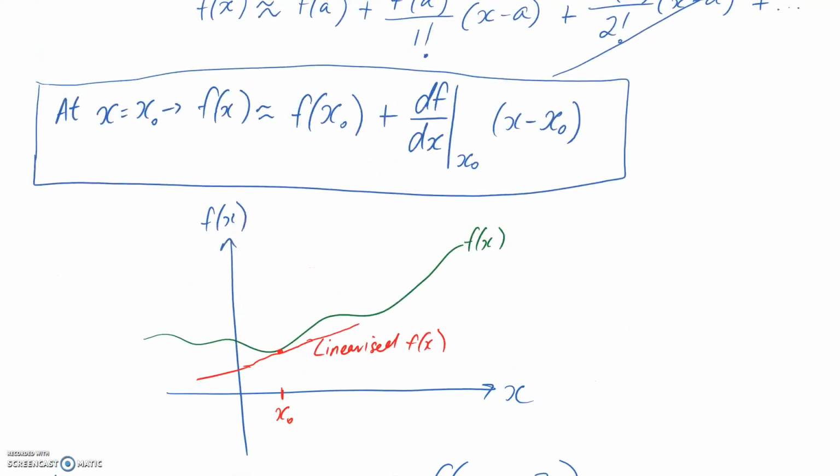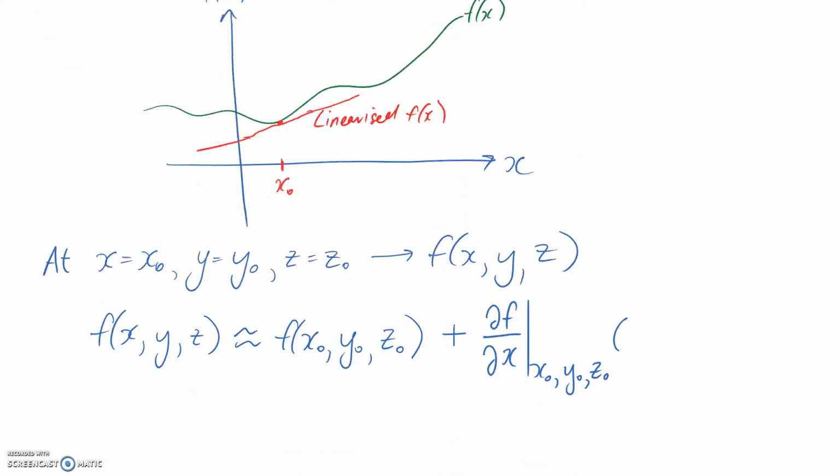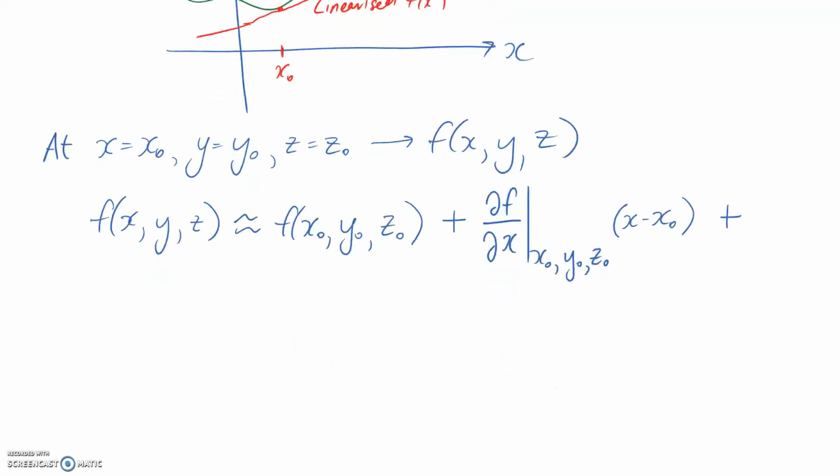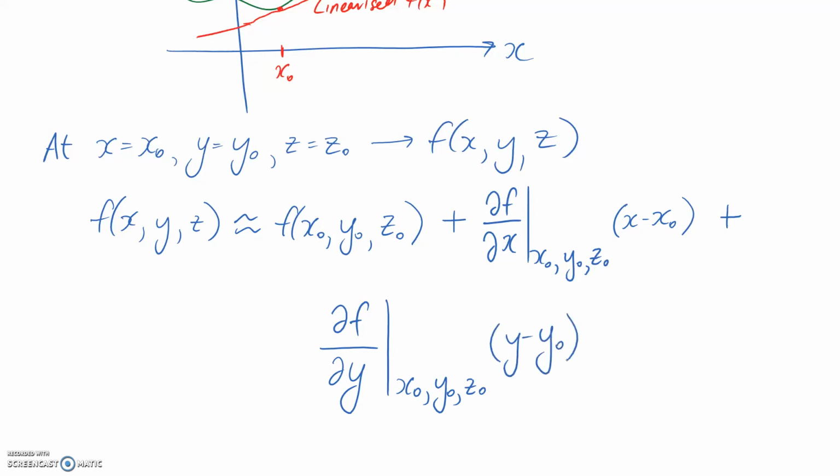And then we saw here that we multiply it by x minus x0. So we're going to follow the same pattern here, x minus x0. So now we just need to repeat this for our other terms in the equation. So plus, we then need to take the partial derivative of our function with respect to the second variable, which is y. We evaluate it at the same point of interest, x0, y0, z0. And then we multiply by the difference between y and y0.